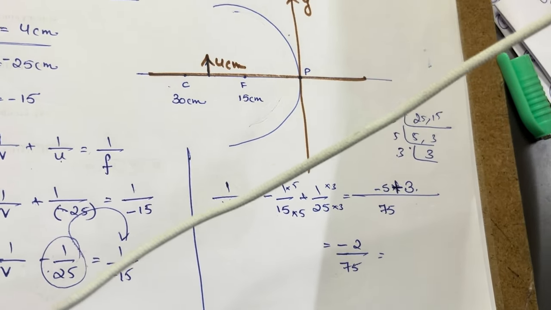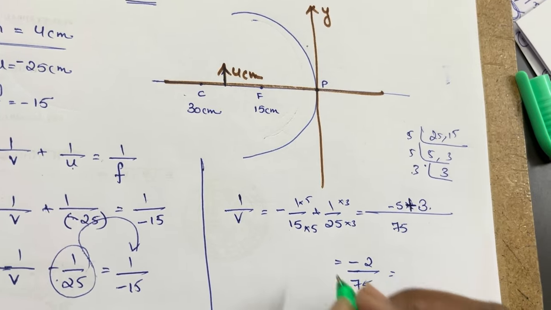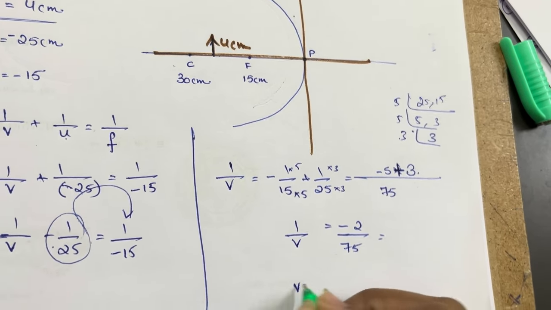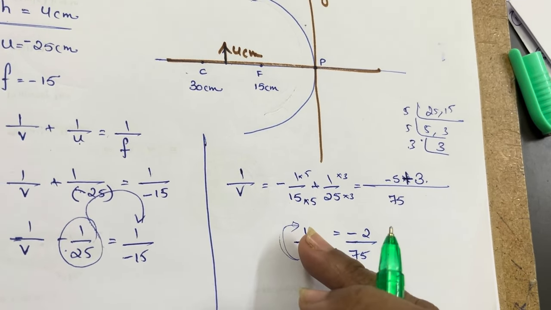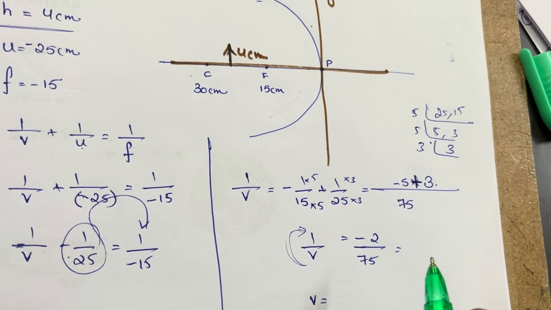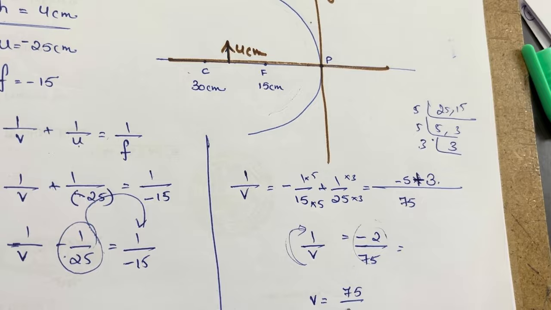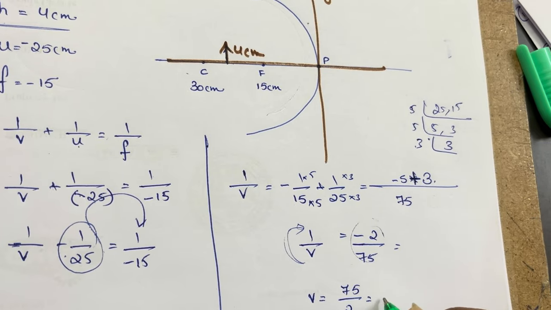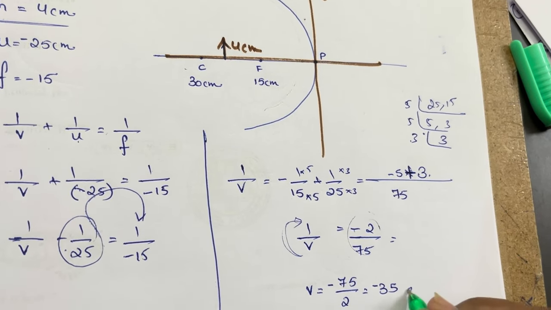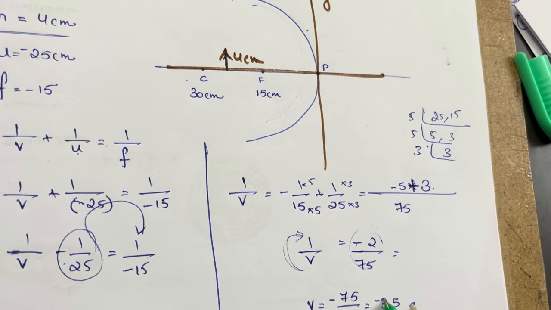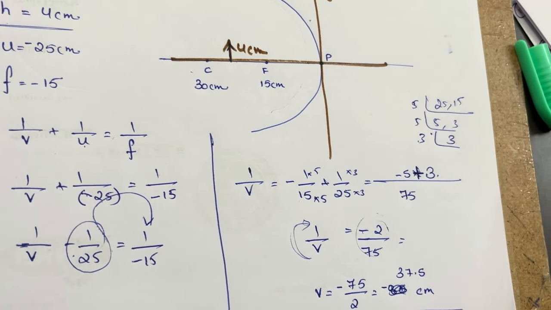When we simplify this, we have 1 by v, so to get the v value we take the reciprocal. So v is equal to 75 upon 2, which is 37.5, with the negative sign. Negative 37.5 centimeters is the v value that I will get.